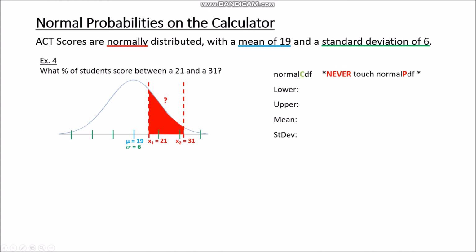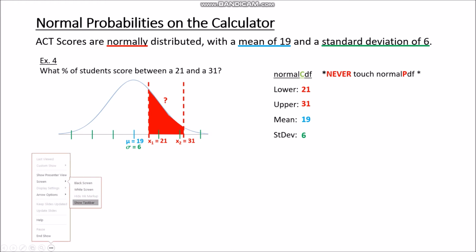All right, it's going to ask us for 4 things: lower, upper, mean, and standard deviation. Well, this is what those 4 things mean. Lower is just your left boundary value. Upper is your right boundary value. Mean is the mu, and standard deviation is your sigma. So in our graph right here, what's the lower or left boundary value of our shaded region? Yeah, it's right there. It's 21. What's the right boundary value? 31. The mean is 19. The standard deviation is 6. So we get all this stuff. We can key it into the calculator, and it should spit out the area between the two.